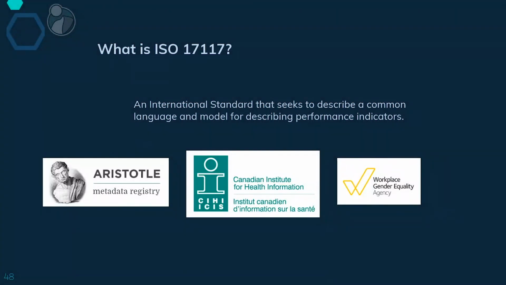The way that we do this isn't new as well. We've taken a framework called, again, ISO 17117 that looks at describing a common language for describing performance indicators. This is, again, quite broadly used at a number of different health organisations, and one that we've kind of omitted here is the World Health Organization, which publishes a number of frameworks for measuring health performance. The Canadian Institute for Health Information and the Workplace Gender Equality Agency, through their Aristotle Registry, also use this ISO standard for recording performance in these broad social equality indicators.